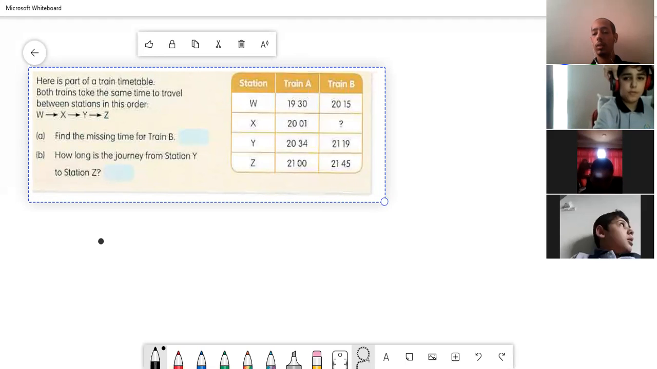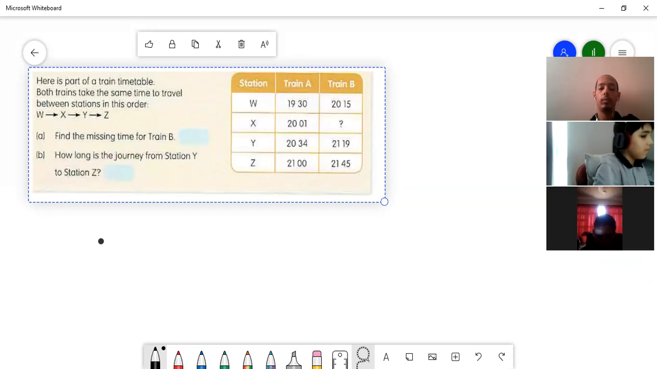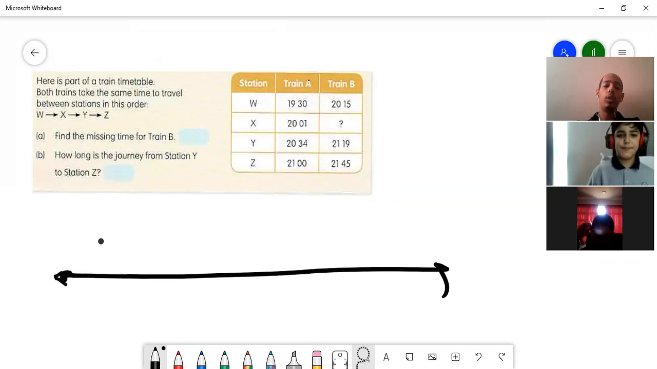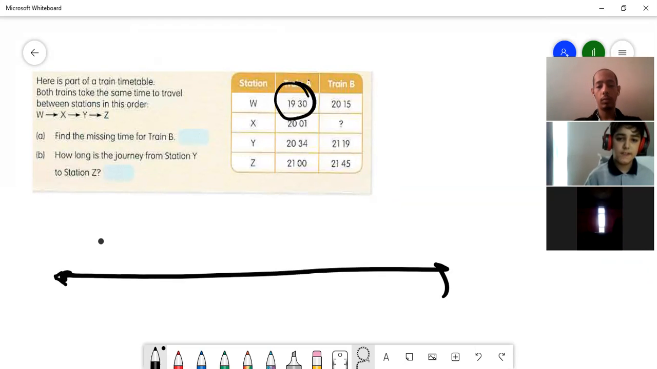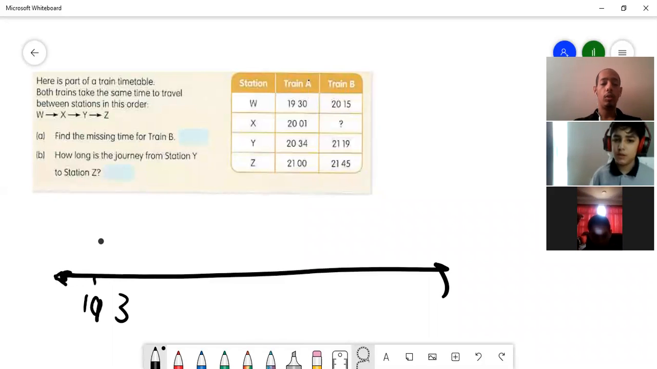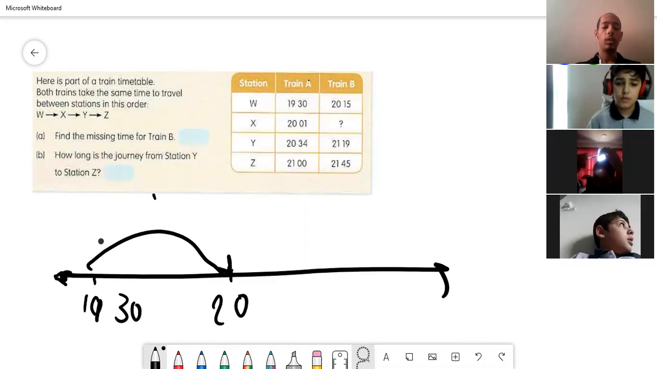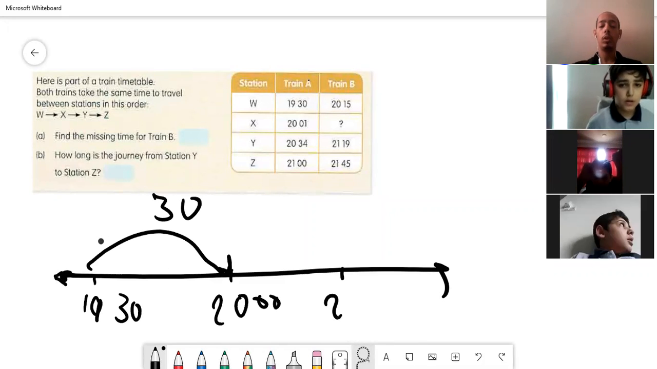31 minutes. Why 31? Because from 19:30 to 20:01 is 31 minutes. For train A to travel from here to here, how much time? From 19:30 to 20:30, then from 20 to 20.